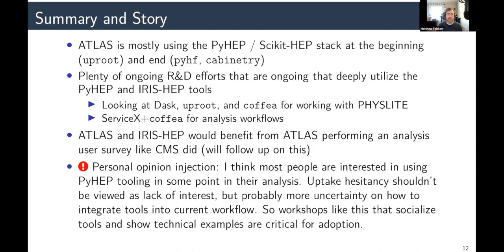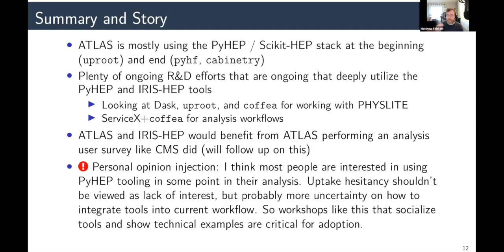But there's plenty of ongoing R&D efforts that are trying to deeply utilize the PyHEP and IRIS-HEP stack. As I was mentioning, we have these studies that are looking at PhysLight and also performing analysis workflows with ServiceX and Coffea. And I know that CMS has done an analysis user survey to try and figure out how these tools are being used inside of the collaboration. I think it would be beneficial to both Atlas and IRIS-HEP to do a similar thing in Atlas.